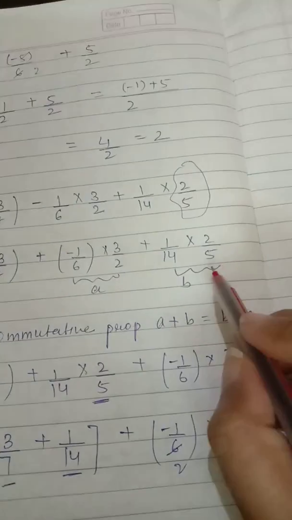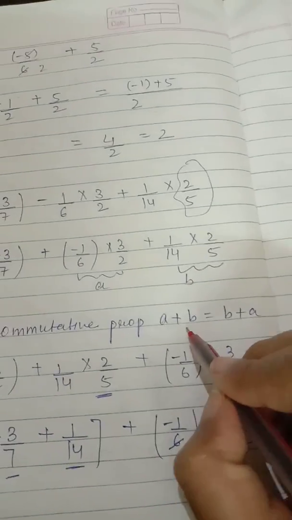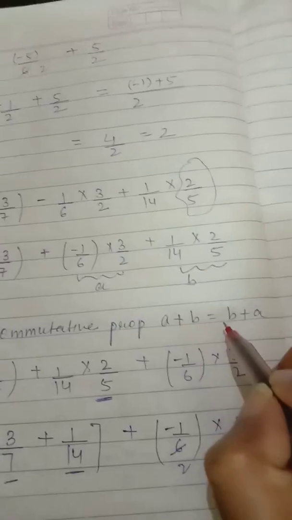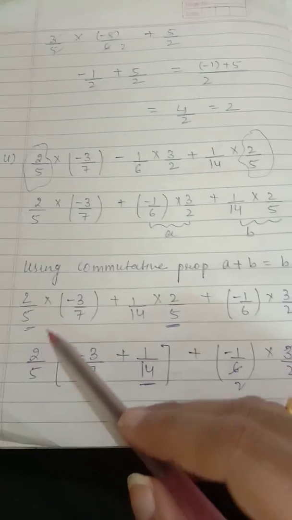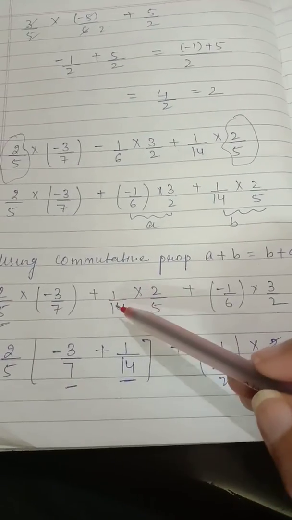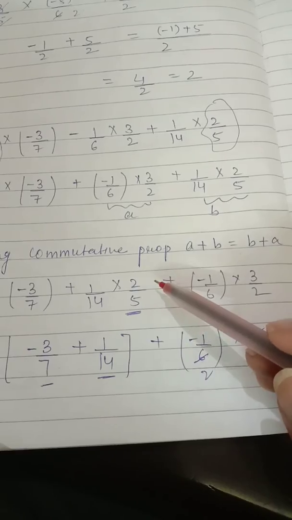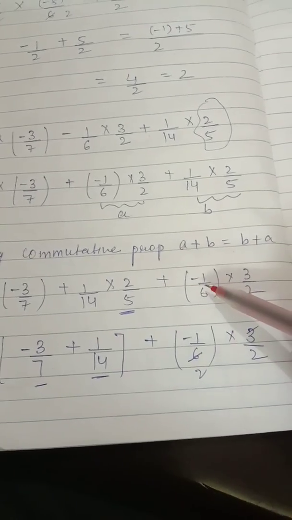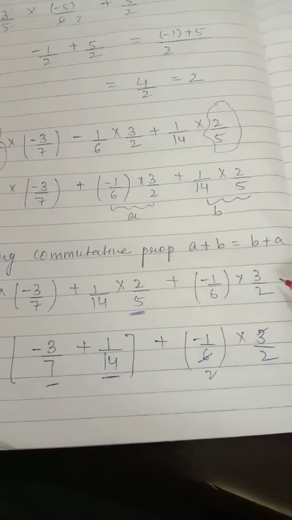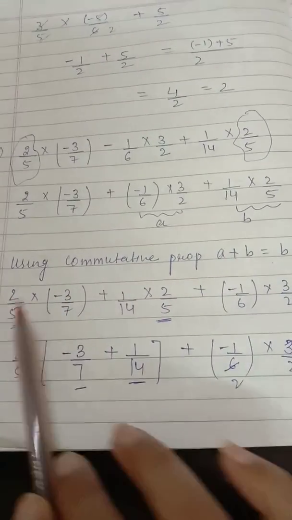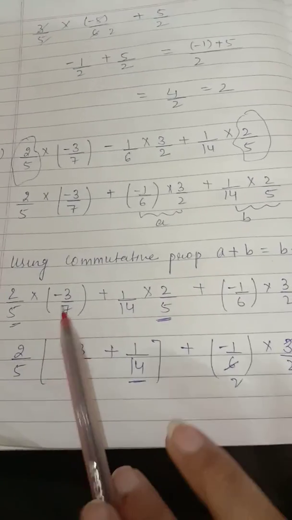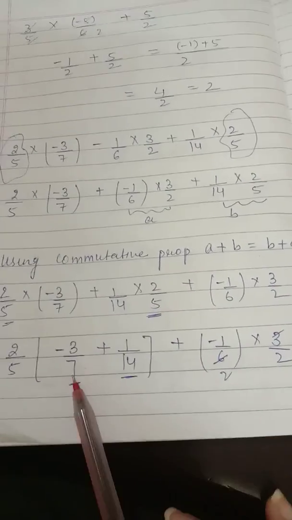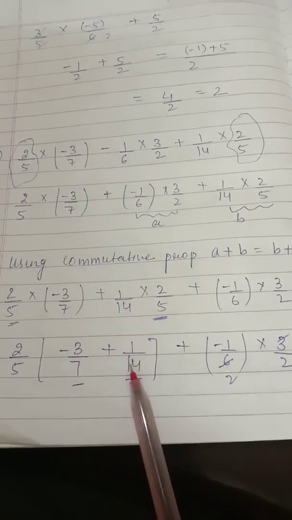Now this becomes A, this becomes B. So when I apply commutative property, A plus B is equals to B plus A. So this will be equals to 2 by 5 into -3 by 7 plus 1 by 14 into 2 by 5 plus -1 by 6 into 3 by 2. So now you can take 2 by 5 common from the first and the second term. So when you take 2 by 5 common, you are left with -3 by 7 plus 1 by 14.